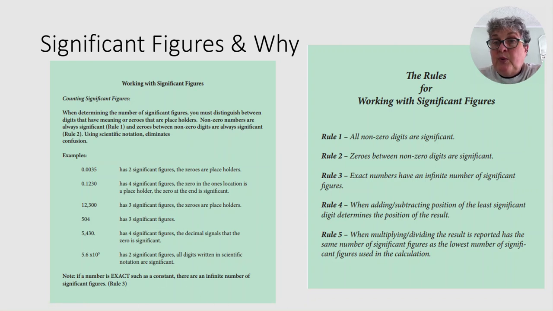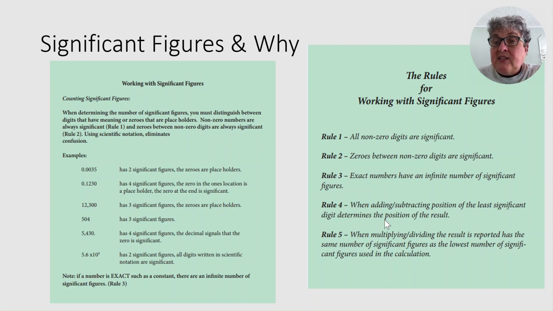Now, rules, we're working with significant numbers. All non-zero digits are generally significant. They are significant. Zeros between non-zero digits are significant, like the 0 in the 504. Exact numbers have an infinite number of significant figures.